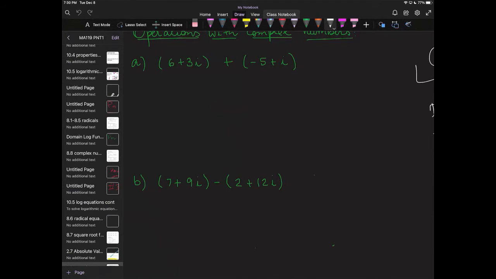Now, if the parenthesis is preceded by a positive sign, nothing changes inside, you just remove the parentheses. But if there is a negative sign in front of it, you have to distribute that sign, which changes all the signs inside the parenthesis, and then you remove it. So first step, remove parentheses. There is an invisible plus in front of this parenthesis, so you just remove it, nothing changes. So we have 6 plus 3i. And there's also a positive sign in front of the other parenthesis, so you can just remove it without changing anything.